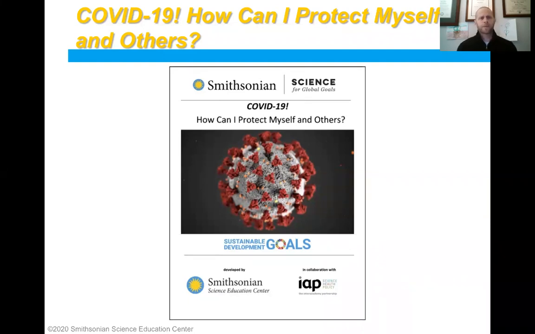And the 4th piece is, in addition to the science and social science that we have built into this module, we've also provided what we're calling physical and emotional safety tips, because we know that COVID-19 is impacting more than just our bodies, it's also impacting our minds as well. So with that being said, we can go to the next slide.